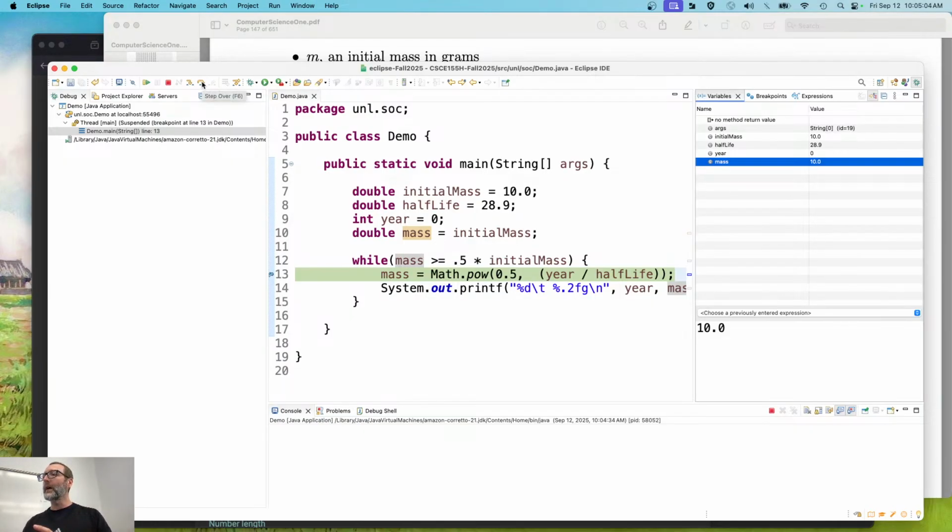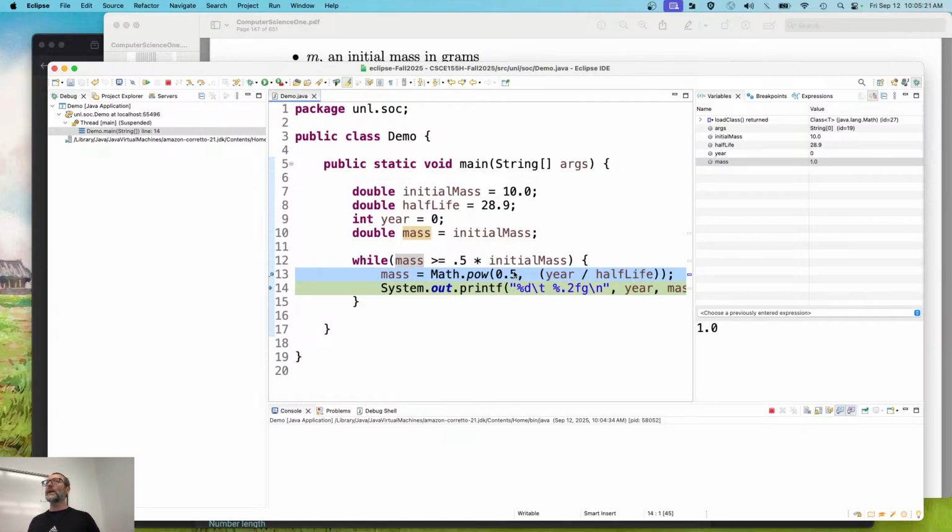Go one more. There we go. And now the mass has been updated to 1. So I don't know what the problem is yet. I haven't figured that out. But I know where the problem is. That problem is on line 13. Because I'm not expecting 1 out of this. What am I expecting after the first year?